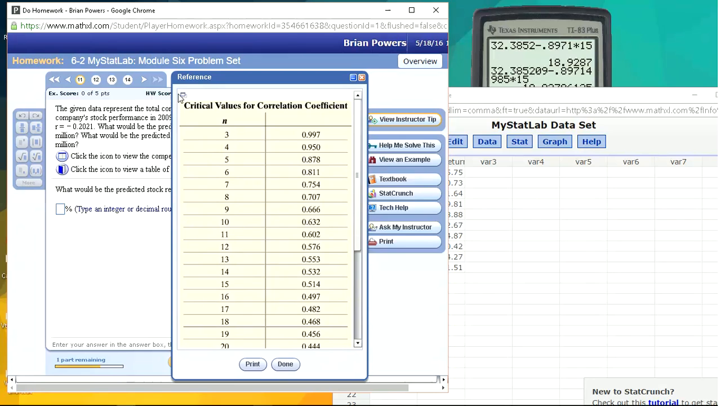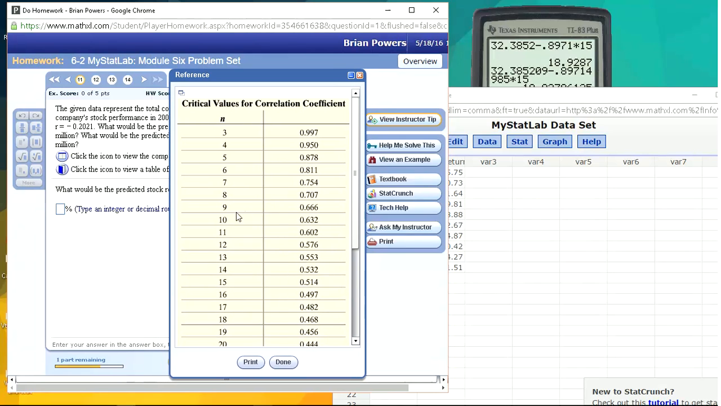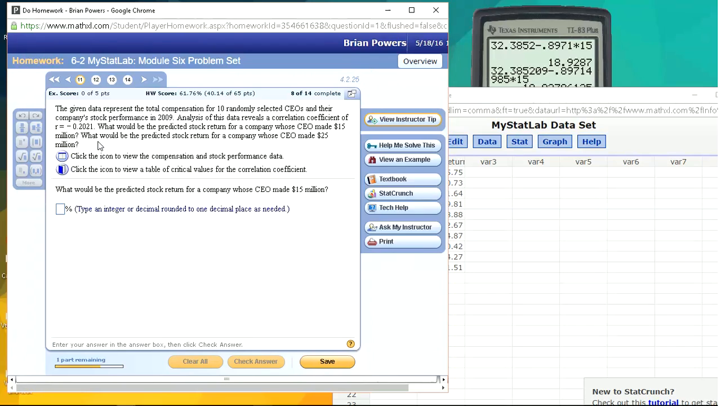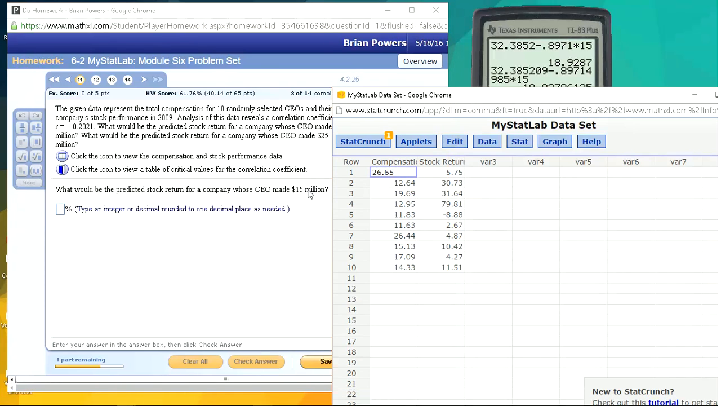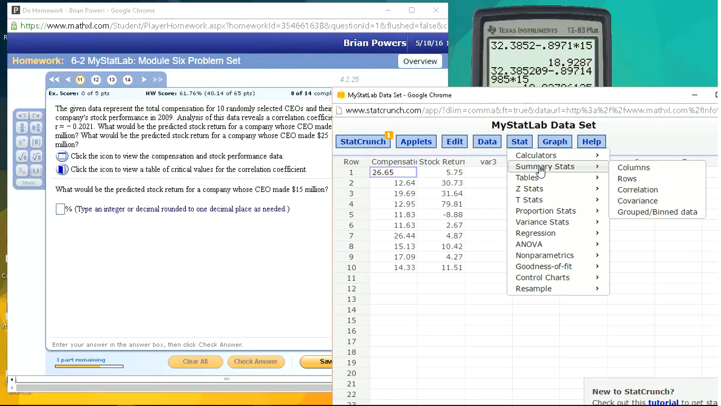We're told we have 10 CEOs. So for 10, the critical value is 0.632. The absolute value of this, which is to say take away the negative sign, does not exceed 0.632. So the bottom line is a linear model actually isn't appropriate, so there's no point in doing linear regression for this. The best prediction we can make for these CEOs is to just look at the average of our data. So all I'm going to do is calculate, for the column data, the stock return.